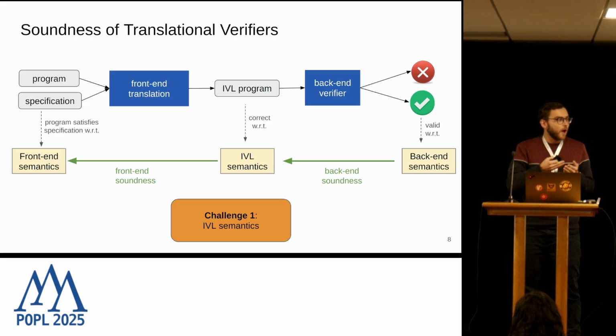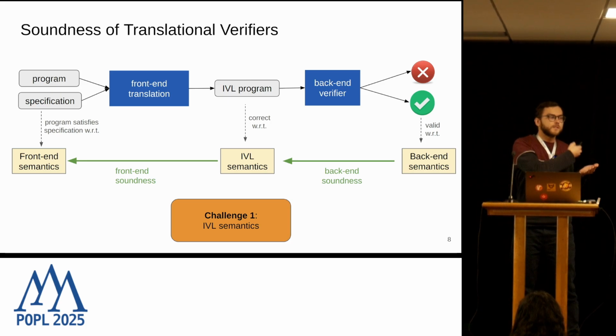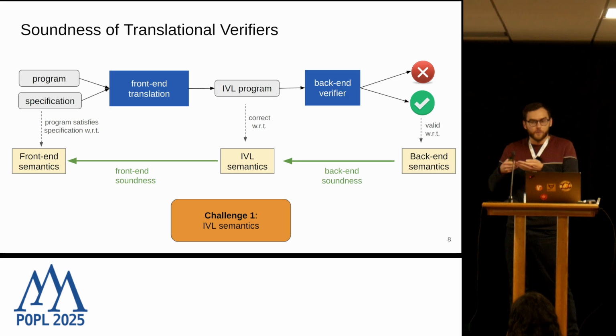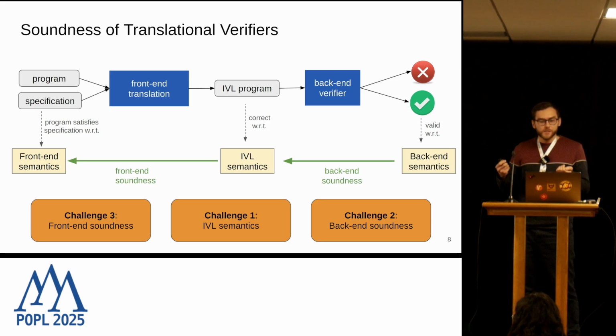The first challenge is how to define the semantics of the intermediate verification language. As we've seen in the example before, the state of the IVL is a separation logic state. We have statements that manipulate separation logic assertions such as inhale, exhale. And in particular, there is no notion of execution for an intermediate verification language because we don't interpret or execute them. They are simply here to represent verification conditions. Other challenges include the backend soundness and the front-end soundness.